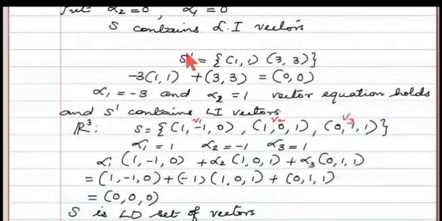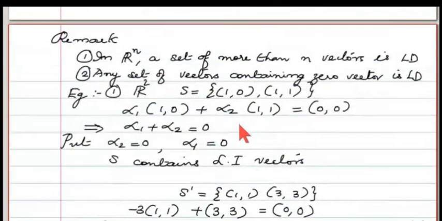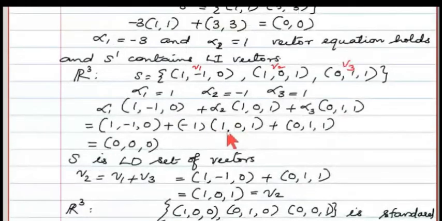Another example, S dash is (1, 3) and (3, 3). We need to check whether these are linearly independent vectors. So minus 3 times (1, 1) plus (3, 3) equal to (0, 0). Here lambda 1 is minus 3 and lambda 2 is 1. So this vector equation holds with non-zero coefficients, and therefore S dash contains linearly dependent vectors.